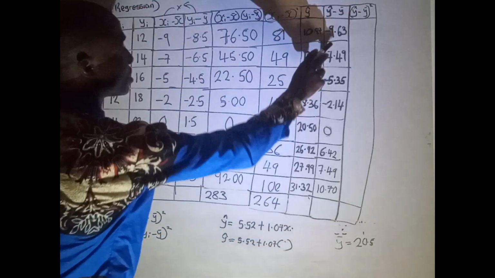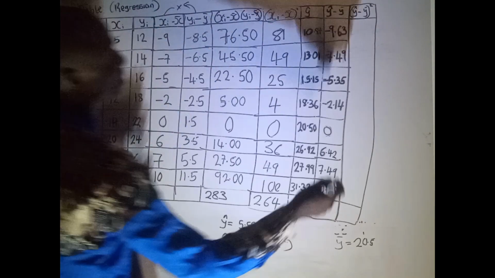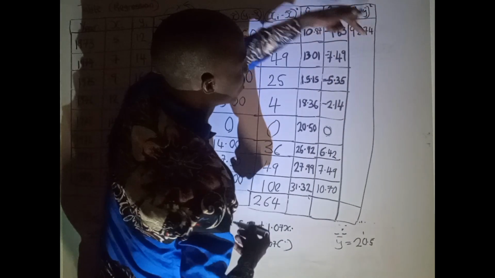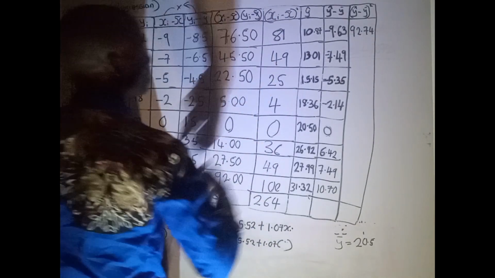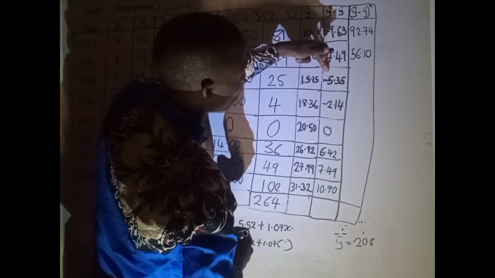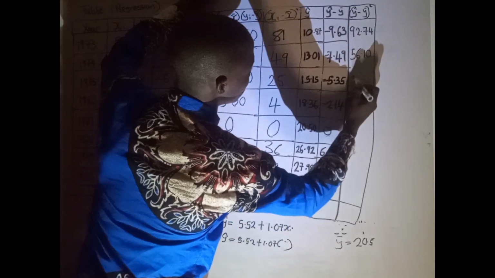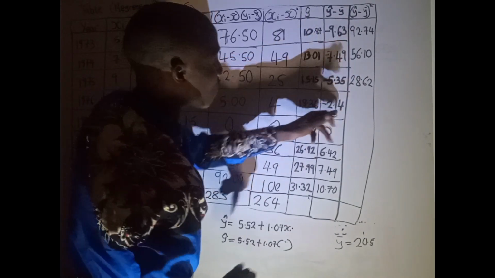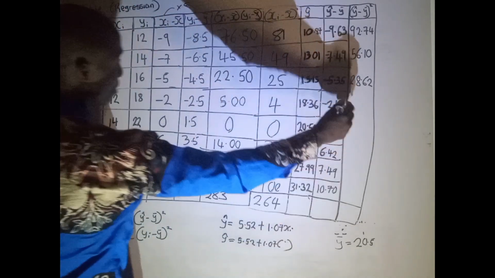Now if I square minus 9.63, the value is 92.74 for the first cell here. Then square minus 7.49. That answer will be 56.10. For the next cell, I'm going to square minus 5.35. The square of that one will be 28.62. Then for the next cell, I'm going to square minus 2.14. If you square that, you are going to get 4.58.